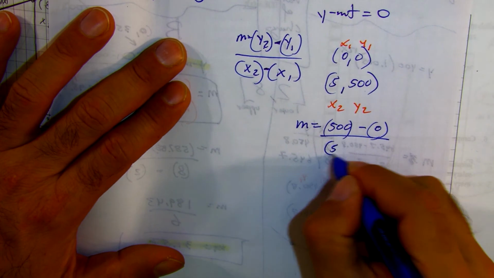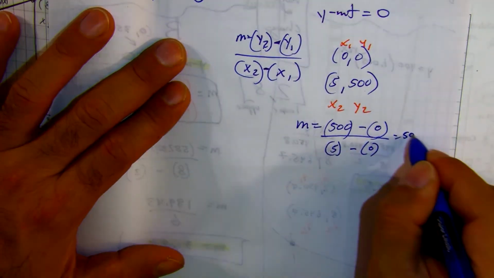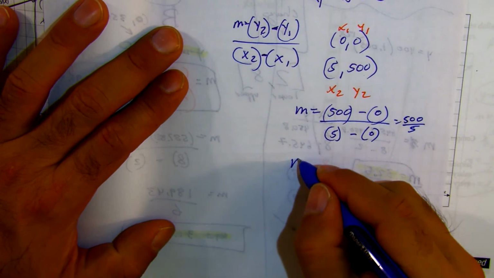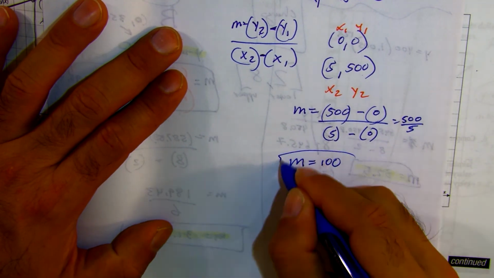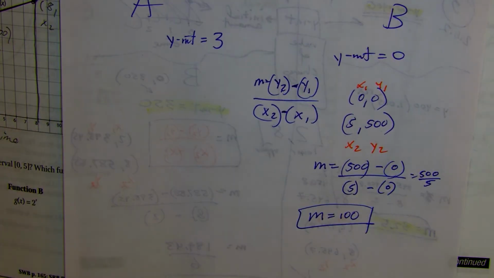Y sub 1 is 0. I love it. I know where this is going already. X sub 2, 5. X sub 1, 0. So we get 500 over 5. We get a slope of 100.